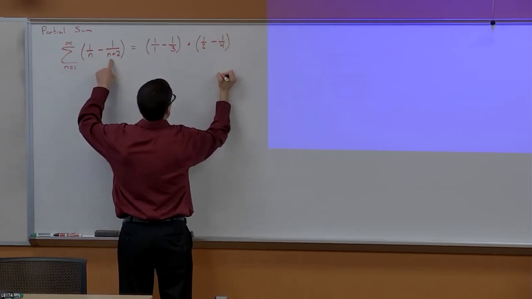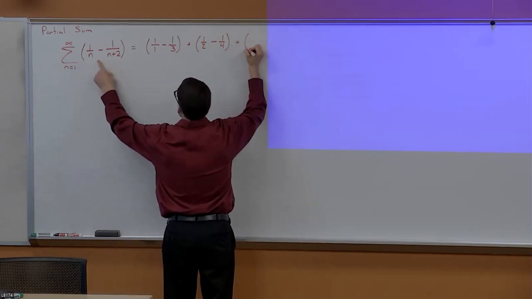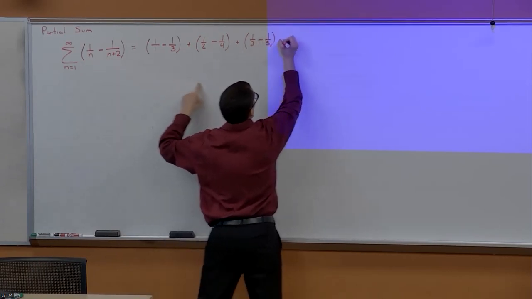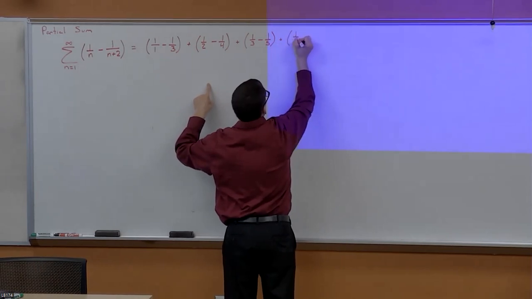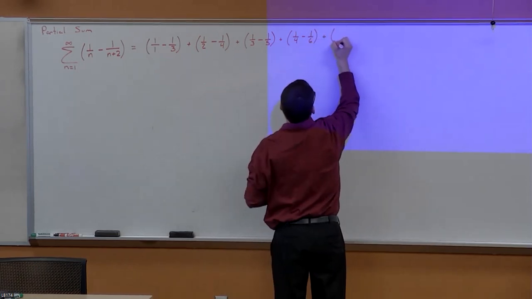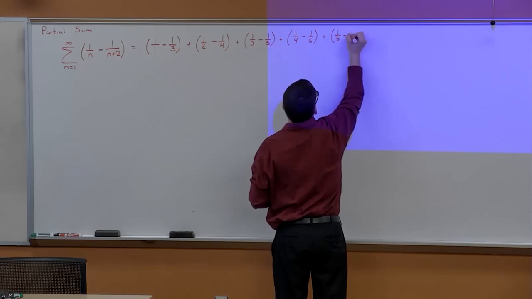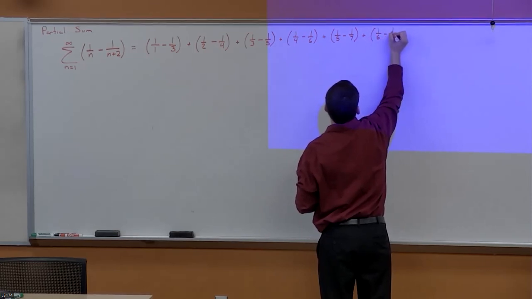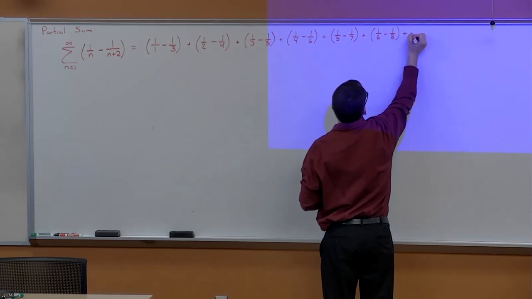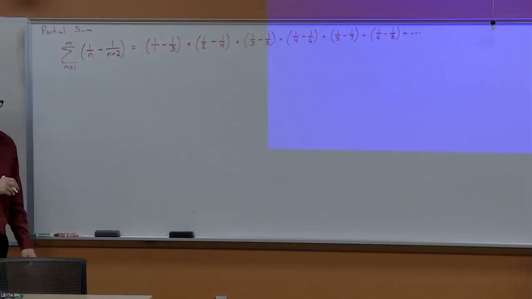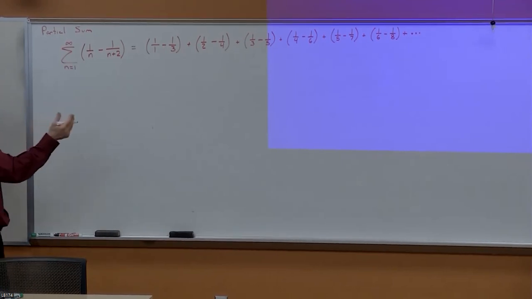That's what happens when I plug in 2. When I plug in 3, I get 1 third minus a fifth. When I plug in 4, I get 1 fourth minus a sixth. When I plug in 5, I get 1 fifth minus a seventh. And when I plug in 6, I get 1 sixth minus an eighth. And that pattern goes on and on. There's a lot of terms in the sequence.